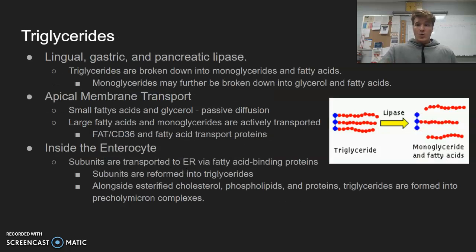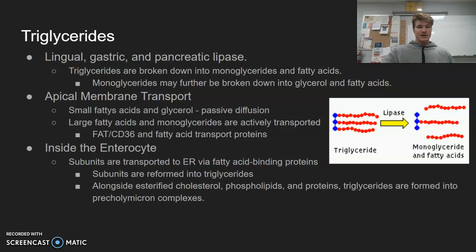So from there, we have three main fats that are consumed and absorbed by the small intestine. We have triglycerides, we have phospholipids, and we have cholesterol. And so I'm going to run through all of those, starting with triglycerides, as they are pretty much the number one fat that we as humans consume and absorb.